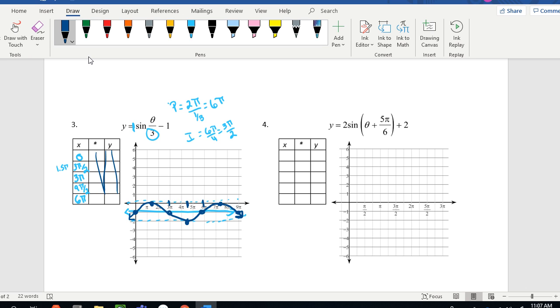Then let's go look at this one. This is the one that came out kind of ugly. So I will tell you what I do know. I told my kids to leave this off originally and not to bother with it. So there's the 2. This has an amplitude of 2, so I'm going to draw in the amplitude of 2. 1, 2.